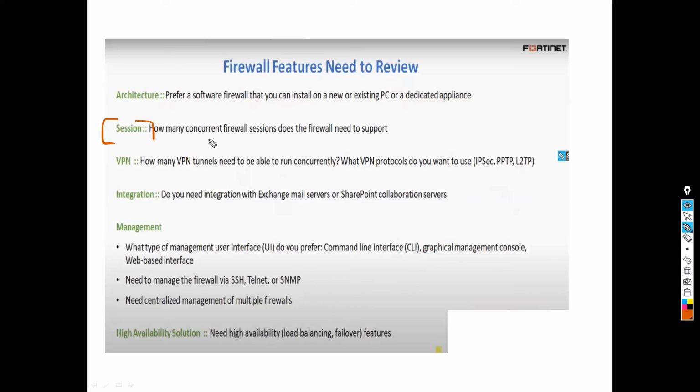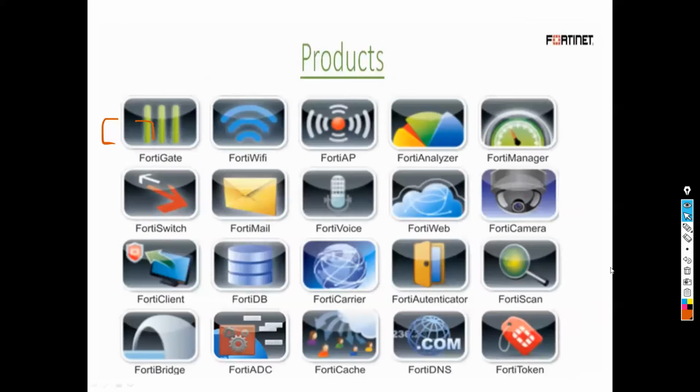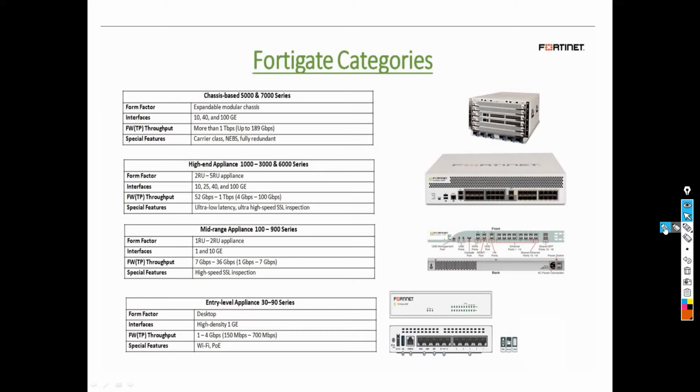If I'm working in a small network, we have entry-level firewall devices. Let me show you. These are the entry-level firewall series, see, the 40 to 90 series. These are called entry-level firewalls. For a medium-sized network, you can go with a mid-range firewall appliance series, 100 to 900 series. For a high-end enterprise network, you can go with 1000, 3000, 6000 series. So for a small network, I need only an entry-level firewall device; for a big network, you can go with the mid-range series or a high-end appliance.